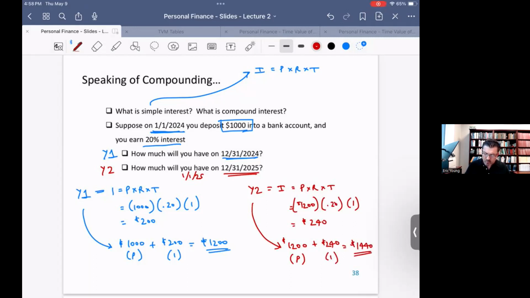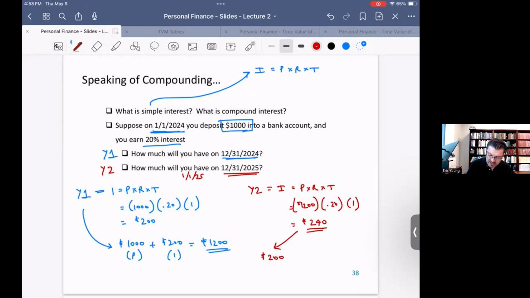Let's look at one more thing. Let's look at this a little bit differently. So you're going to have $1,440, but let's go back to year two. Get this cleaned up a little bit for you. We see that in year two, you're going to make $240 in interest. Of that $240, one part of it, $200, represents the interest that you earned on your original principal.